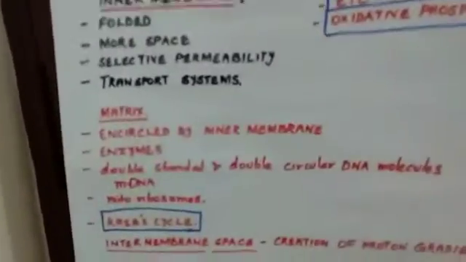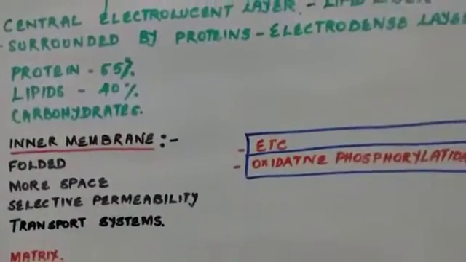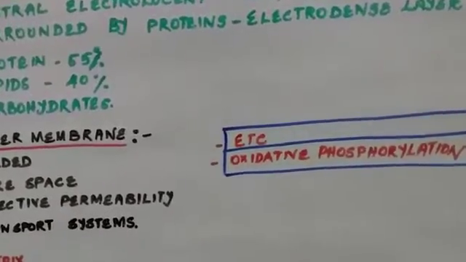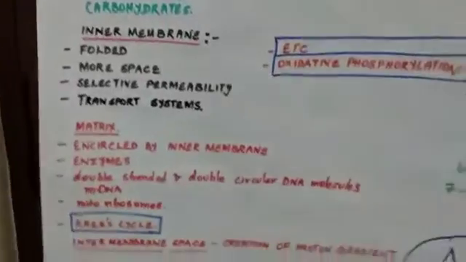Many transport systems transfer the metabolic ingredients and metabolic intermediates between the cytosol and the matrix. That is about the inner membrane. In the inner membrane, you have the electron transport chain and oxidative phosphorylation taking place.